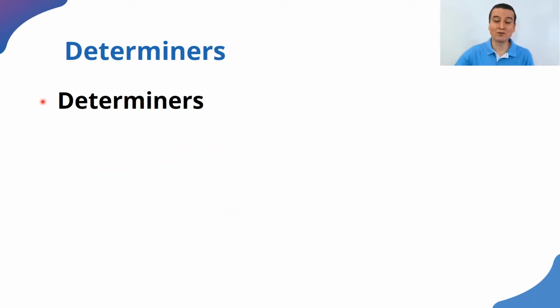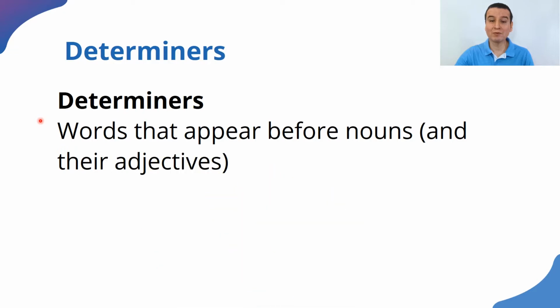Let me give you first a general definition of determiners. Determiners are words that appear before nouns, all right? And they're adjectives. That means that anything that may come before a noun or a noun that is being modified by adjectives could be a determiner.